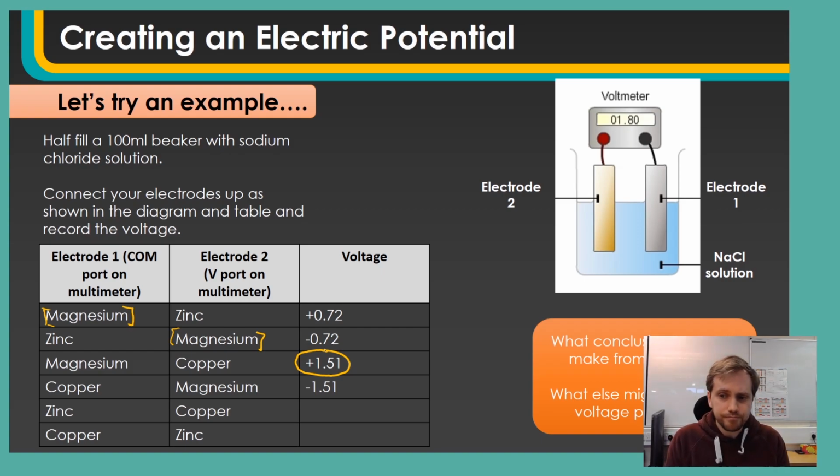So there's two questions on the screen in the orange box that I'd like to have a go answering. What conclusions can we make from the data about the reactivity of the metals, about which electrode they're connected to, and what might affect the voltage produced? Pause the video, have a go at those questions. If you want to rewind a bit, please feel free.